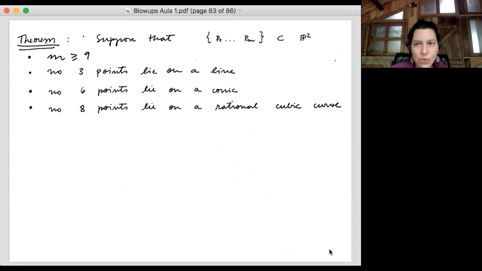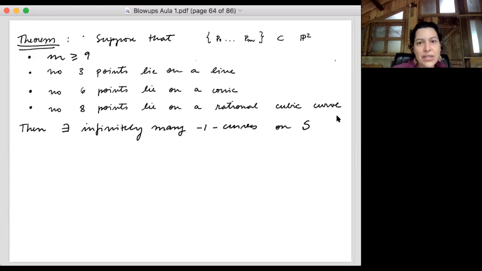Okay, so now let's assume that we have points P1 up to PM in P2. Now assume we have at least 9 points. And again, we always assume that these points are in general position. So no three points lie on a line, no 6 points lie on a conic, and no 8 points lie on a rational cubic curve. If you have this, then the conclusion is that there are infinitely many -1 curves on S.